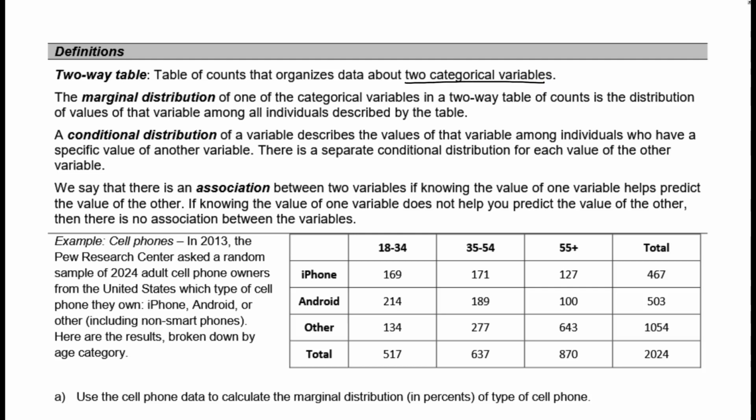The marginal distribution of one of the categorical variables in a two-way table of counts is the distribution of values of that variable among all individuals described by the table. So these next two definitions, marginal and conditional distribution, I think the easiest way to illustrate is to just highlight the table a little bit. With a marginal distribution, we're looking at things out in the margins.